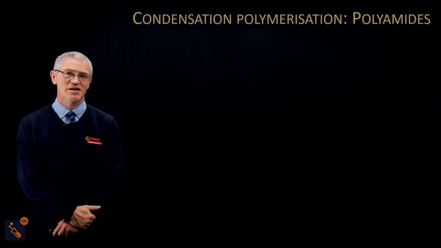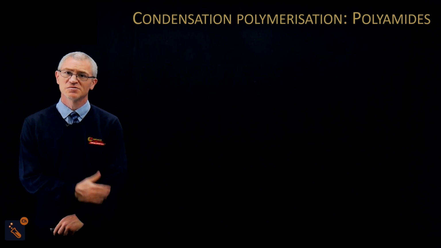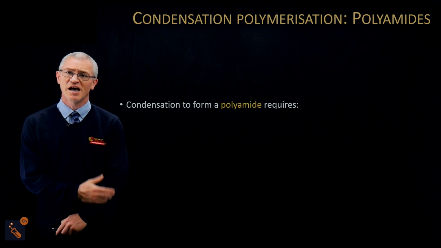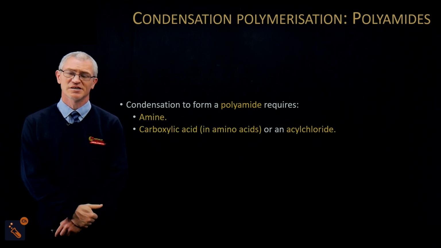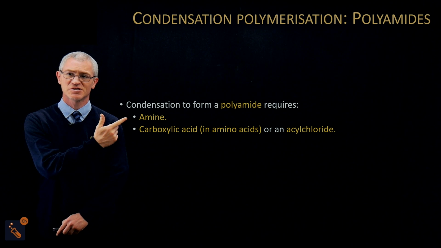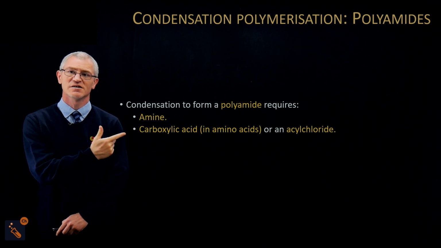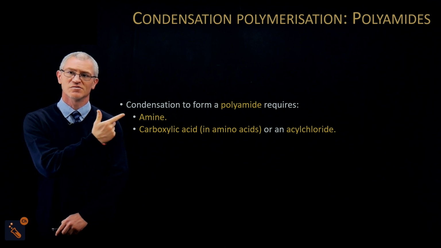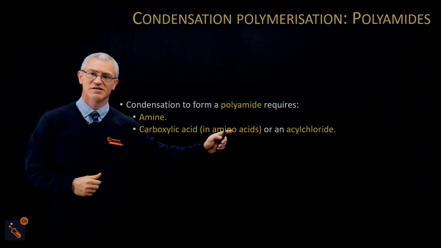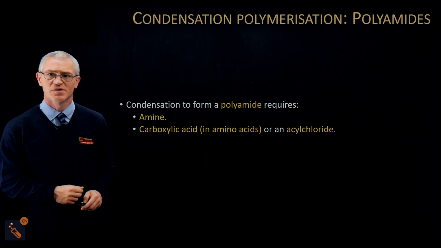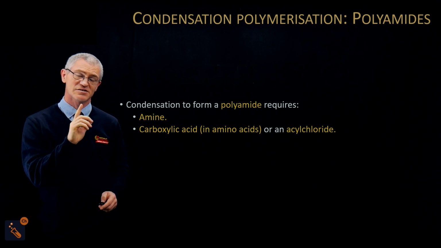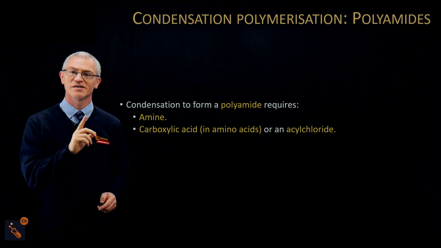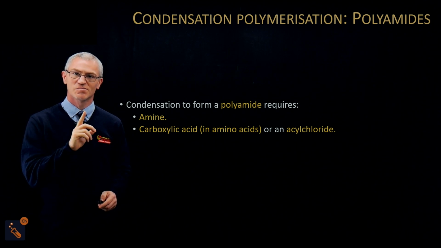So first of all, a polyamide itself. Hopefully you should be familiar with amides, but a polyamide is made from an amine and a carboxylic acid, specifically in some cases a diamine and a dicarboxylic acid, or a diamine and a diacyl chloride. So the first example that we're going to talk about is when we use the acyl chloride, because that is the way you normally make a polyamide.